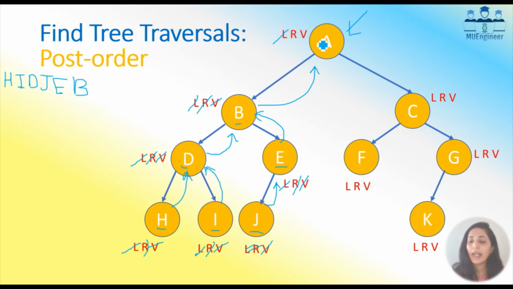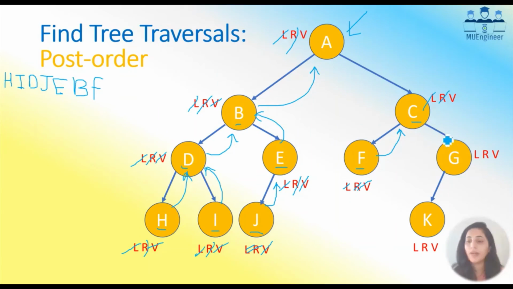I'm reaching A, but A says go to the right. So I'll go to the right of A, that is C. C says go to left. So I'm going to left, I have F. It says go to left and right, but there is nothing on left and right. Then it says visit the node F. So again I visit the node F. Now I'm done with F, so I go to C. Now C says go to the right child.